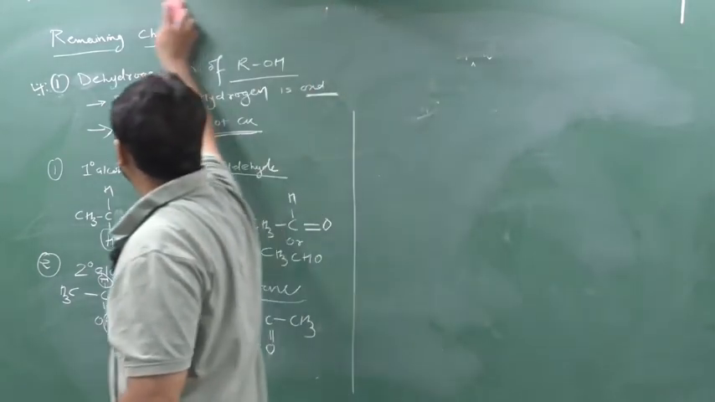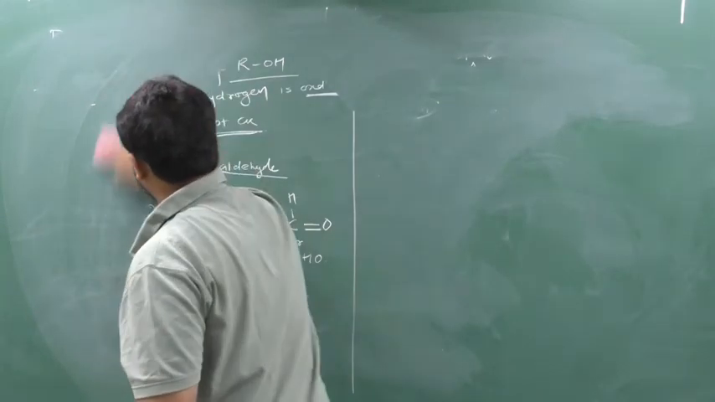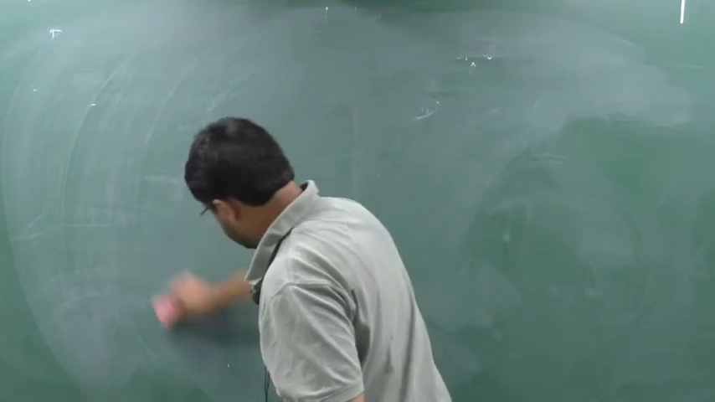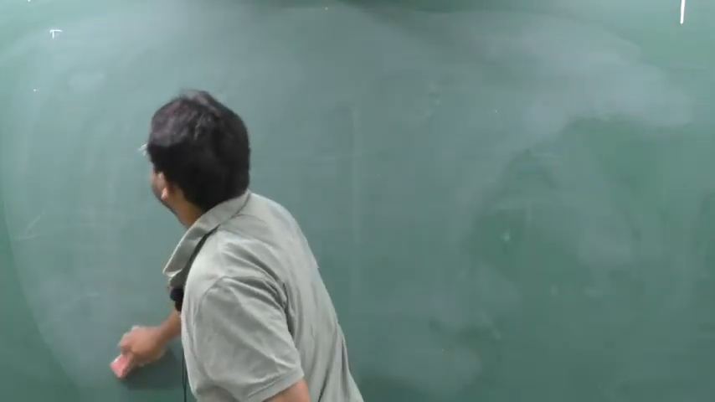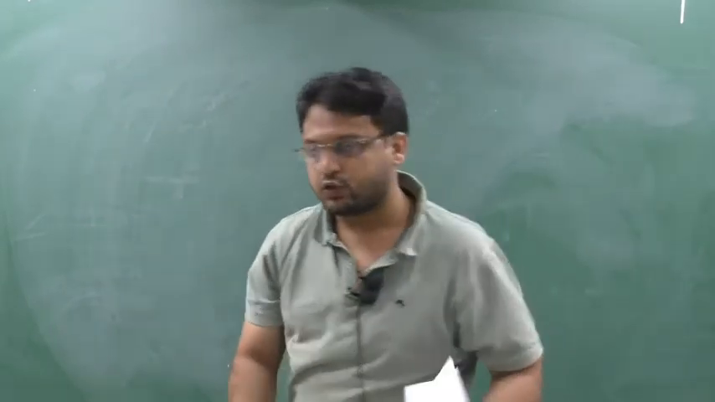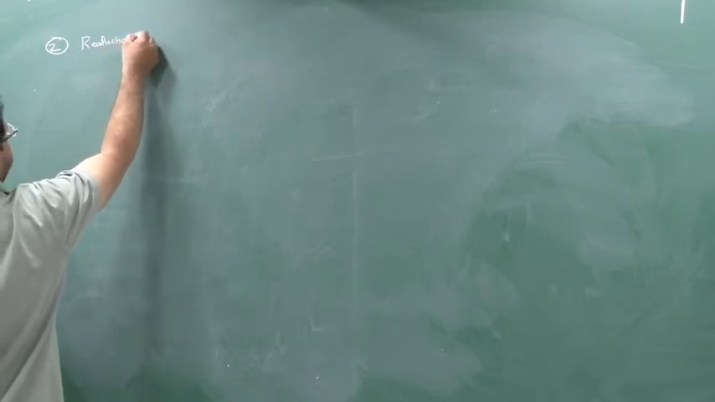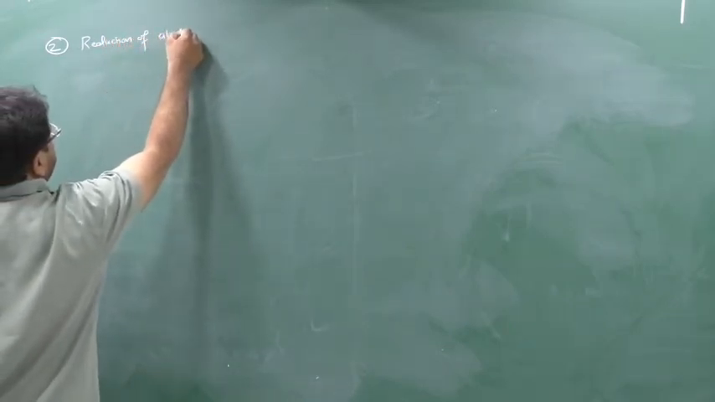No mechanism for dehydrogenation. There is another topic, reduction, again no mechanism, and ammonification, again no mechanism. Just remember the reaction. So next you can write down the remaining chemical reactions of alcohol. I told you reduction of alcohol. This you have to remember.